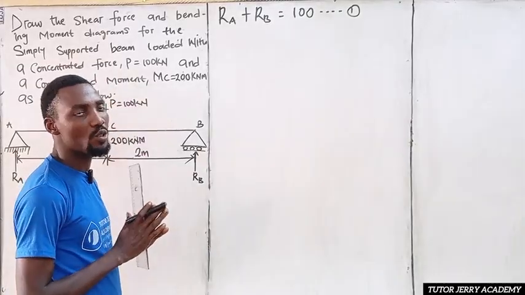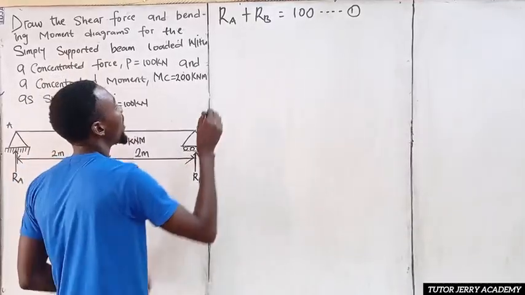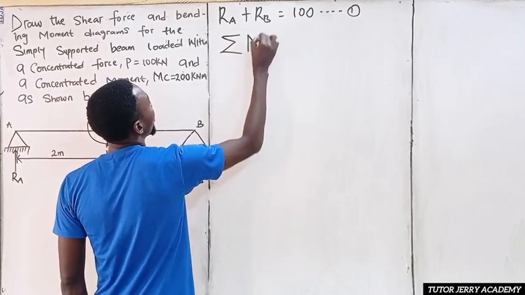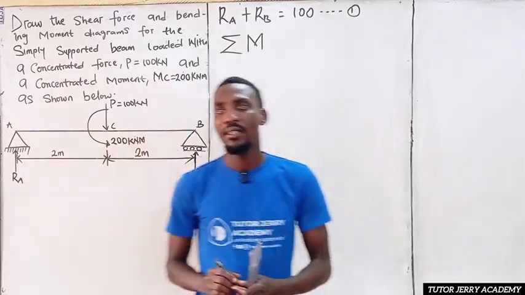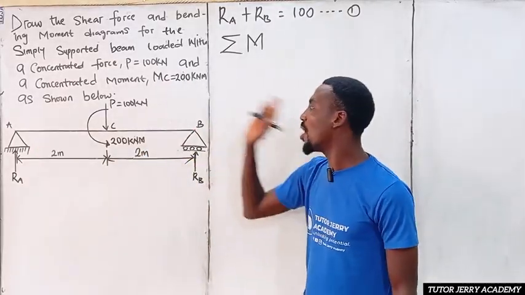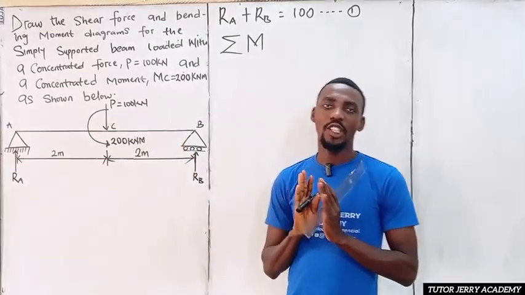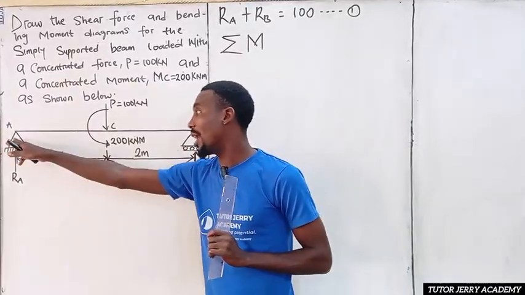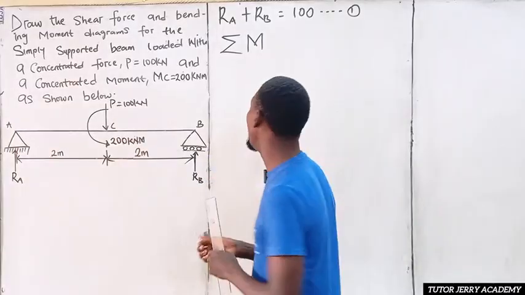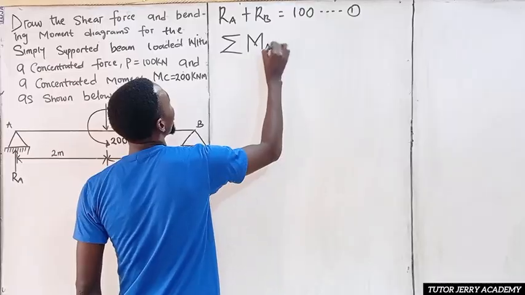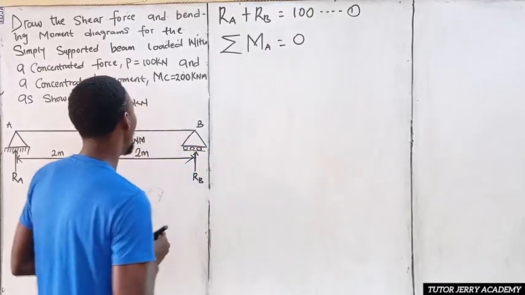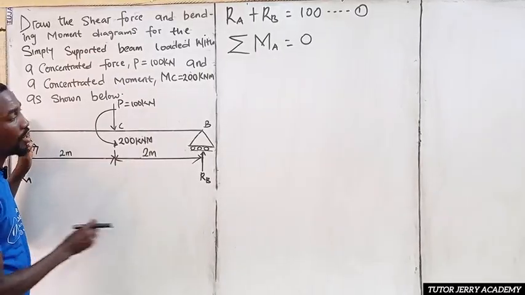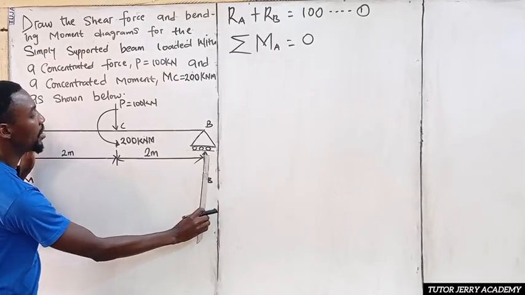All right. The next thing we are going to do is take the sum of moments. You can decide to take this moment about point A or about point B or about point C. Any point you wish to take your moment about, you are free to do that. But for the purpose of this class, I will take my moment about point A. So we say the summation of moment about point A should be equal to 0. If we are taking our moment about this point, it means the moment of the force at this point will be 0. So we are going to start from here.